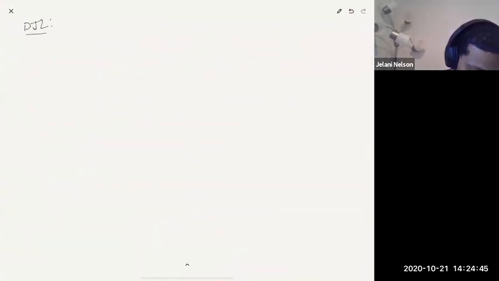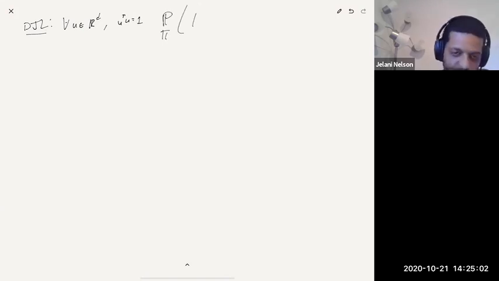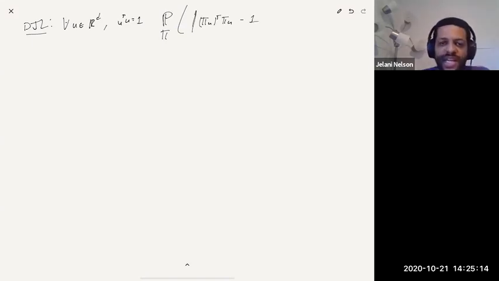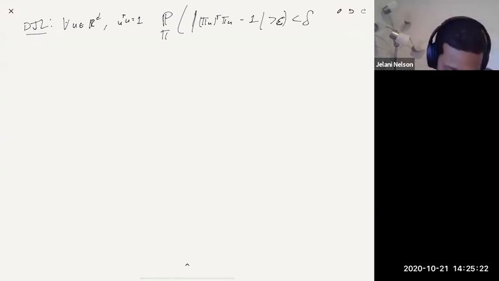Say DJL says that for all unit vectors U, what does it mean to be a unit vector? For all U in R^d such that U transpose U is 1, meaning it has unit norm, the probability over pi that the squared L2 norm of pi U, which is the same thing as pi U transpose pi U, minus 1 (1 is, of course, just the 1-by-1 identity matrix), the probability this is bigger than epsilon is at most delta, right? That's what it means that the distribution D here gives you distributional JL.